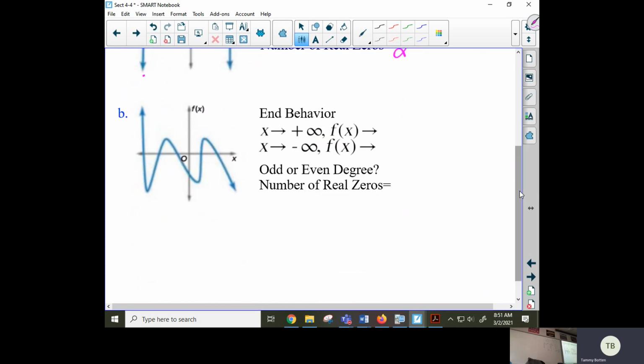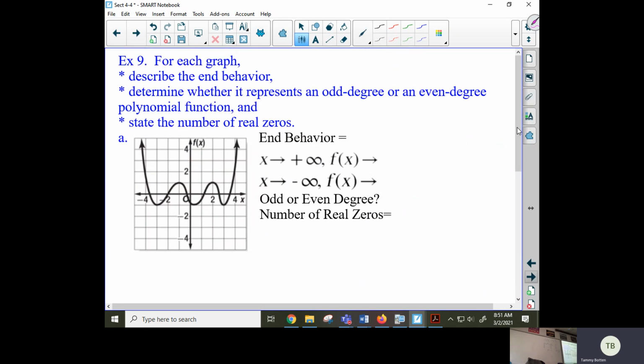Okay? All right, so let's look at this. Again, when they say end behavior, this is what you do. As x approaches positive infinity, this approaches what? Negative infinity. And as x approaches negative infinity, our f of x approaches positive infinity. Do you notice how they're different? So which of these would it be? Odd. Good. And number of real zeros here, we have 1, 2, 3, 4, 5. Everybody good there?